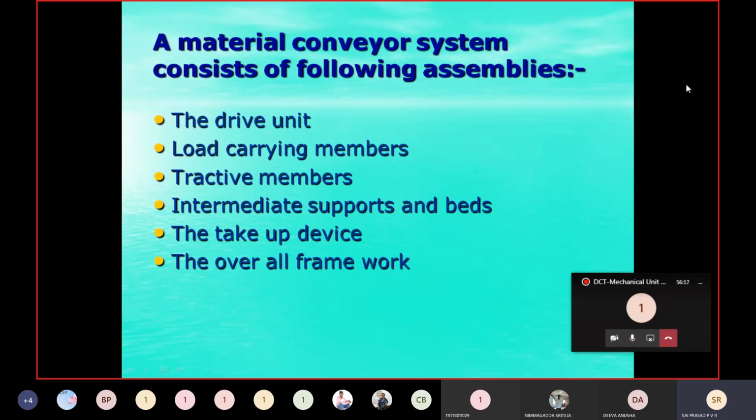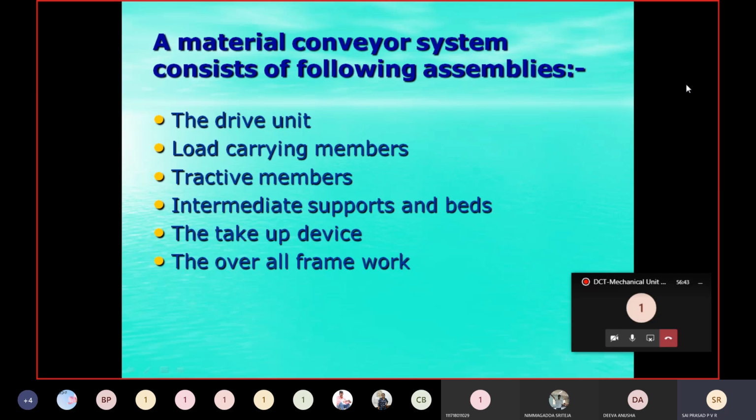So if it is a canvas cloth, what type of materials can we handle? If it is an elastic material, a rubber belt, then what type of materials can we transfer? And suppose you are using iron chains, then how to fit your product into the iron chains, because iron chains will have gaps in between. So if you have any other devices to support, that is important.